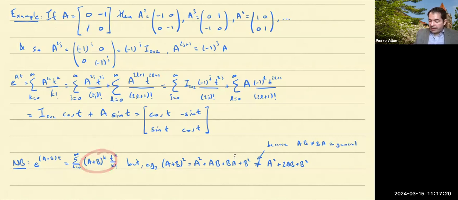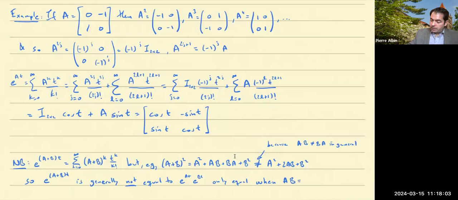So when you have this (A plus B) to the k, you cannot expand it out in terms like this, like you would if you were just working with scalars instead of matrices. What's the implication? E to the (A plus B) times t is generally not equal to e to the A t times e to the B t, right? Only equal when AB is equal to BA. So only if the matrices commute is the exponential of the sum equal to the product of the exponentials.